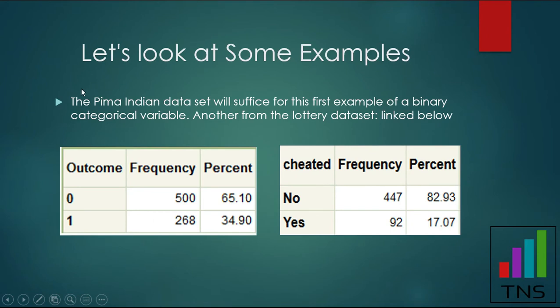So here's a really simple look from our Pima Indian dataset, also linked below. It's really just the frequency of when something happens, and of course its percentage. Here's another look at our lottery dataset, also linked below. Same sort of thing. It's very important to get an idea of how any categorical variable, in this case a binary variable, is spread out or distributed before attempting to use any sort of machine learning model.